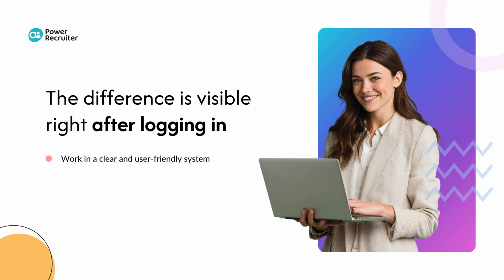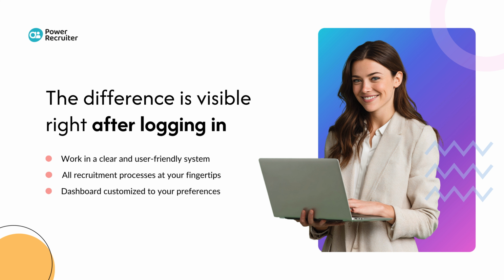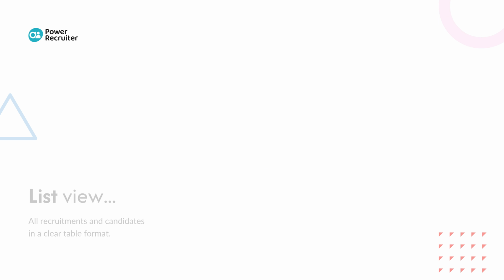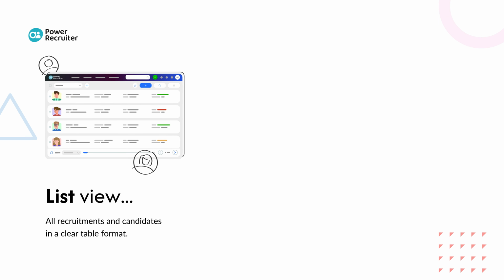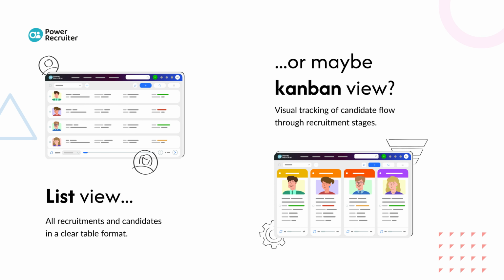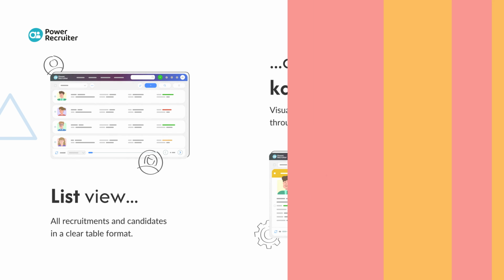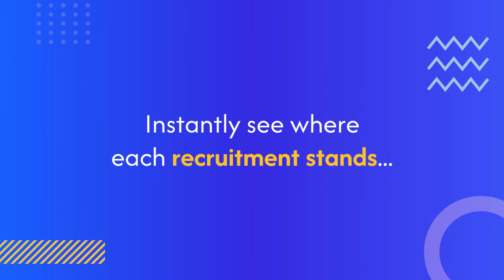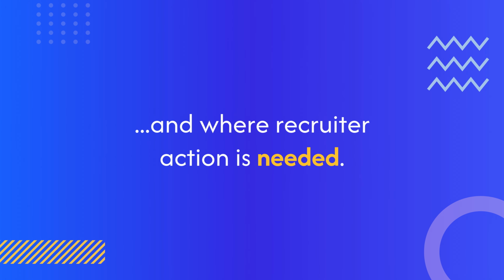The recruiter begins by reviewing all active recruitment processes. Even the dashboard layout can be adjusted to personal preferences. Depending on the work style, they can choose a classic list view for fast scanning or the Kanban view, a board with columns for visual tracking of candidate progress through each stage. This way, it's instantly clear where each recruitment stands and where action is needed.